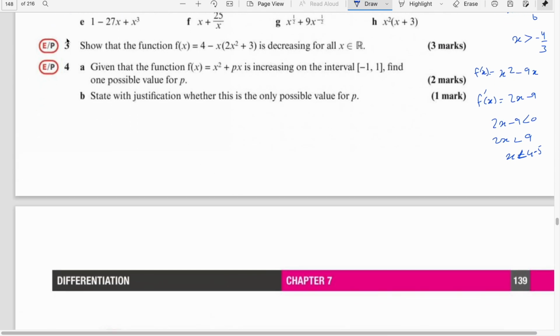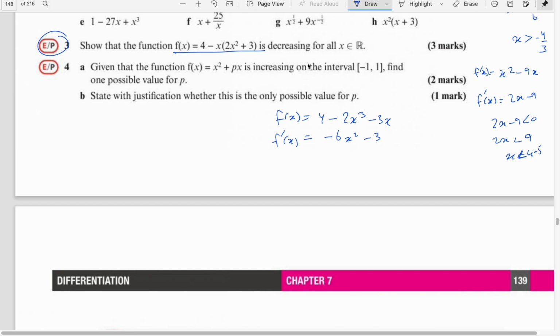Question 3 says show that the function f of x equals 4 minus x bracket 2x square plus 3 is decreasing for all real values of x. So I'm simplifying this function. f of x equals 4 minus 2x cube minus 3x. Now we differentiate. So f dash x is equal to, this is a constant, it goes away, that is 0, so minus 6x square minus 3.